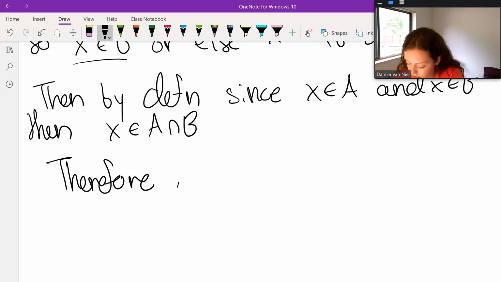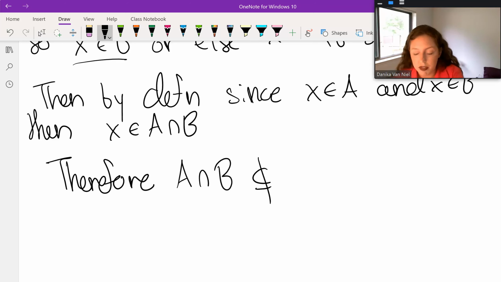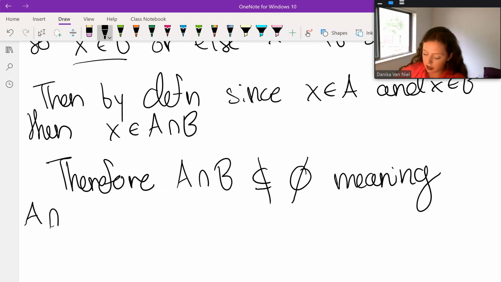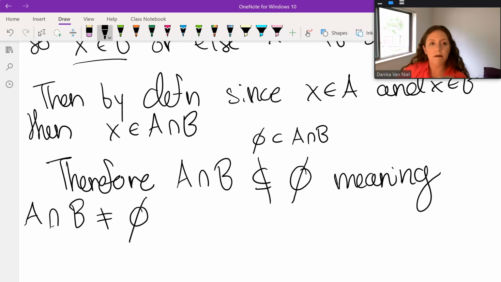Therefore, A intersect B is not a subset of the empty set. Okay, so remember, the empty set is always a subset of any set you talk about. But now we have that A intersect B is not a subset of the empty set, meaning A intersect B is not equal to the empty set. So another way you could say this is that the empty set is a strict subset of A intersect B. Because you always know that the empty set is a subset, but now we know it's a strict subset.